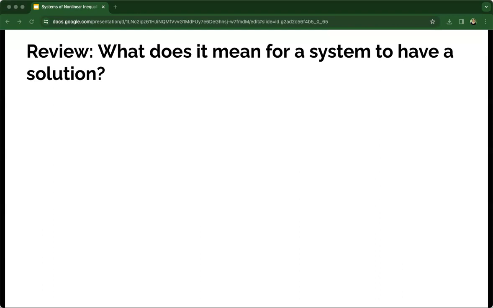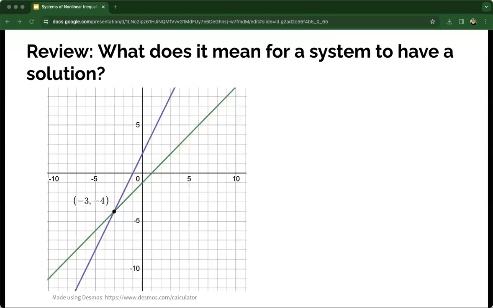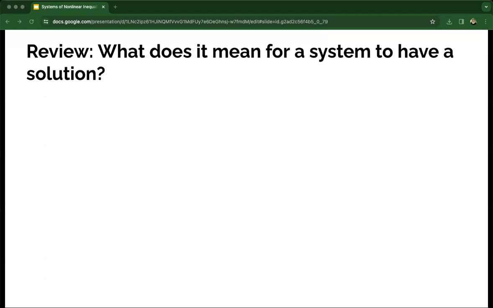Take a look at this system of linear equations, which I know is very basic, but this is a quick review. The purple line is a graph of the equation y equals 2x plus 2, and the green line is a graph of the equation y equals x minus 1. The two lines intersect at the point (-3, -4), which is the solution to our system of linear equations. We will take this review one step further.